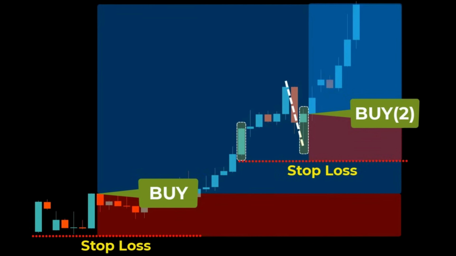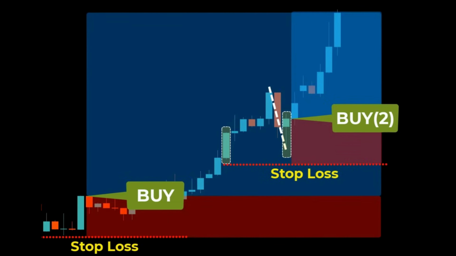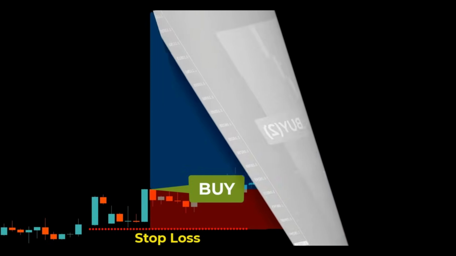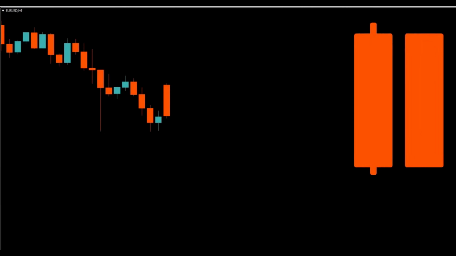huge profit opportunity. This is why understanding strong bullish or bearish bars with little to no wicks is a game changer. It gives you an edge, allowing you to ride strong trends with confidence and maximize gains. Let's move on because the market never stops creating opportunities.